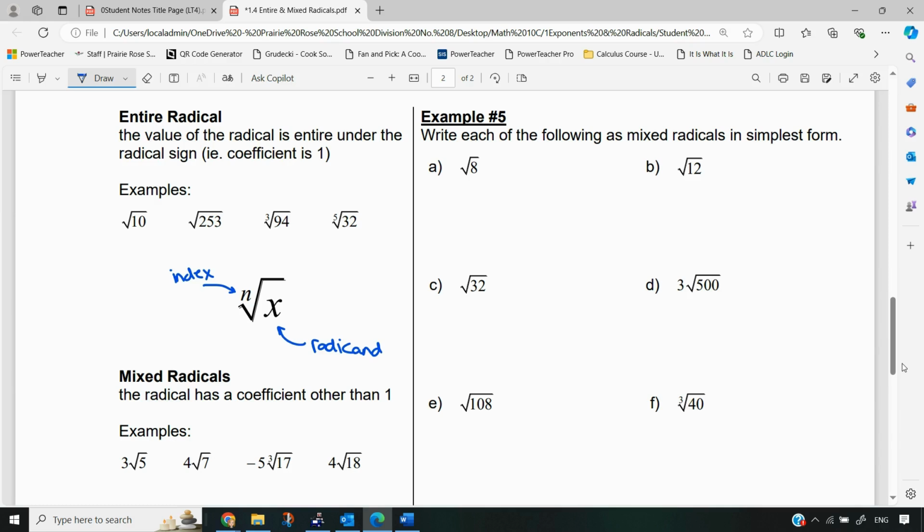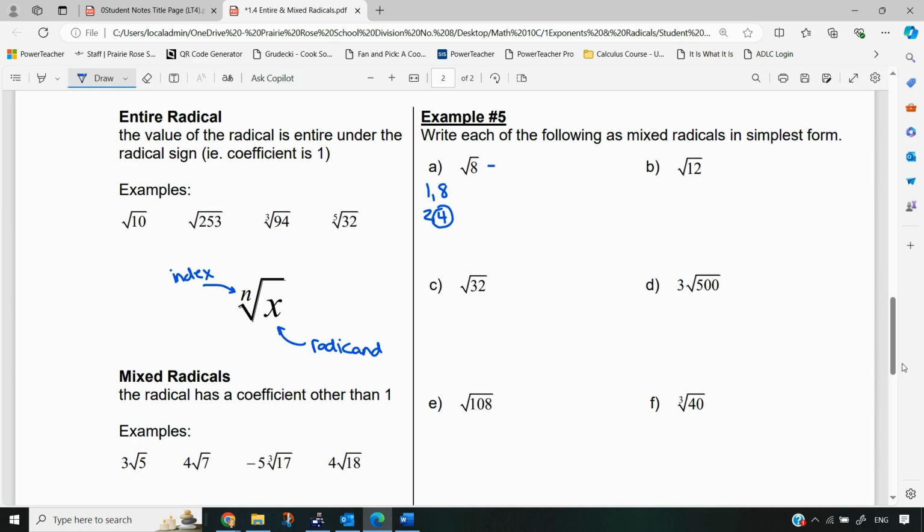So here I have the square root of 8. If I want to simplify root 8, I first want to think about my factors of 8. So that's 1 and 8 and 2 and 4. And if I look at that list of factor pairs, the only perfect square that I have is 4.